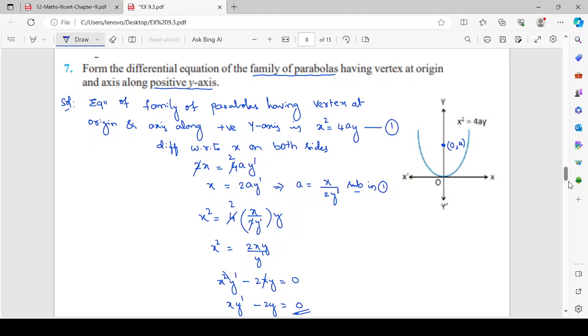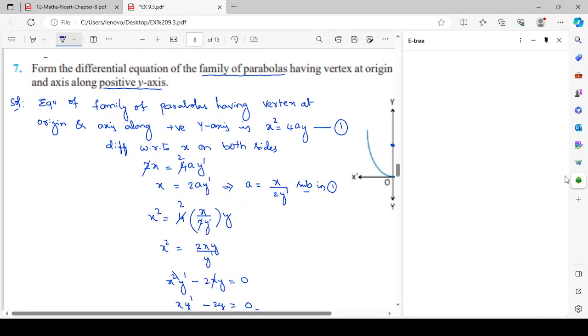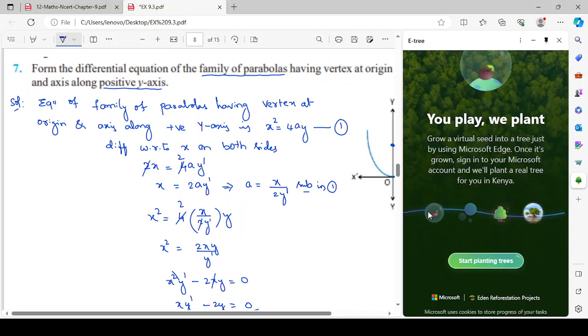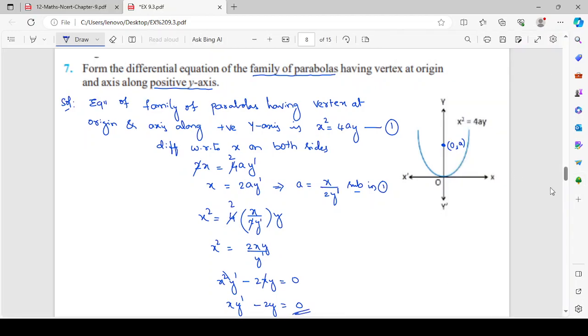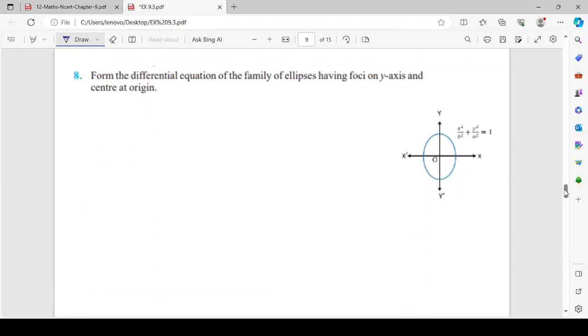Okay. Let's move on to the next question. Problem number 8. Form the differential equation of the family of ellipses having foci on y-axis and center at origin.